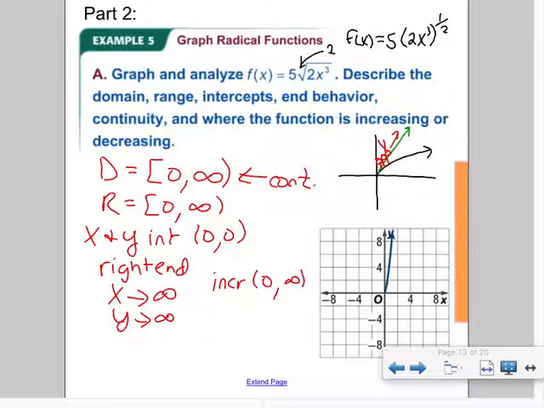So by identifying what family it's in, we can take a look at what's happening to the function. Let's look at another one.